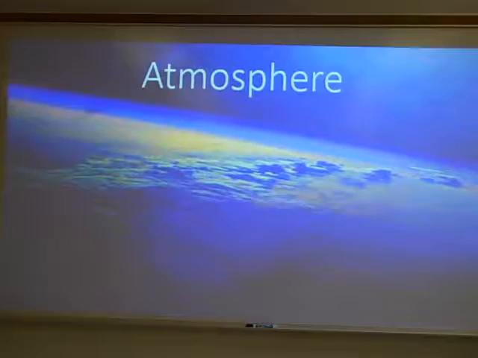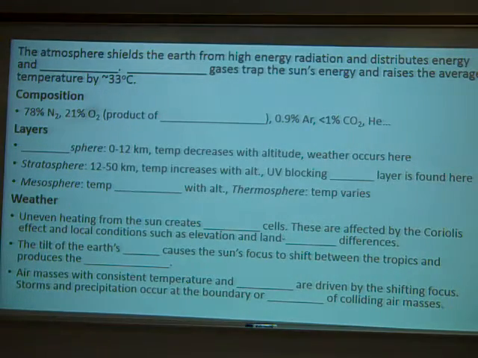And then we have the atmosphere. And this, of course, is the gases that surround the Earth. You would want to know the composition of 78% nitrogen and 21% oxygen and so on, the mixture of water vapor and argon and carbon dioxide, etc.